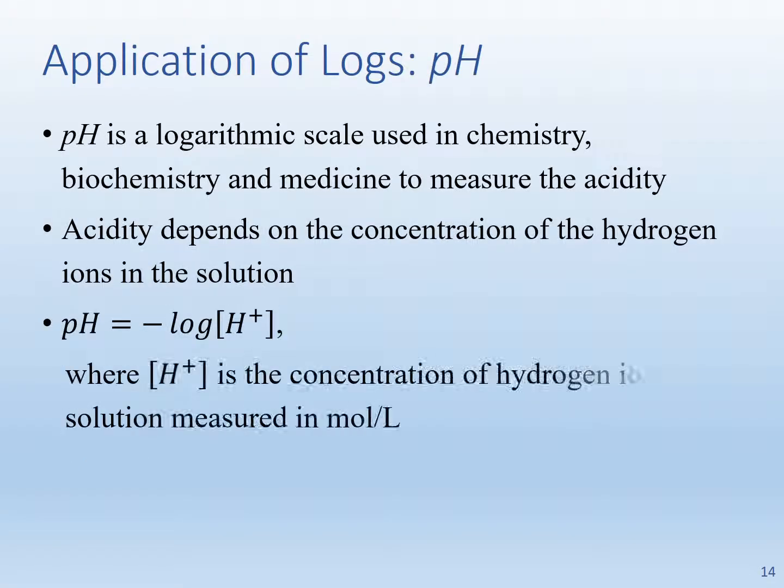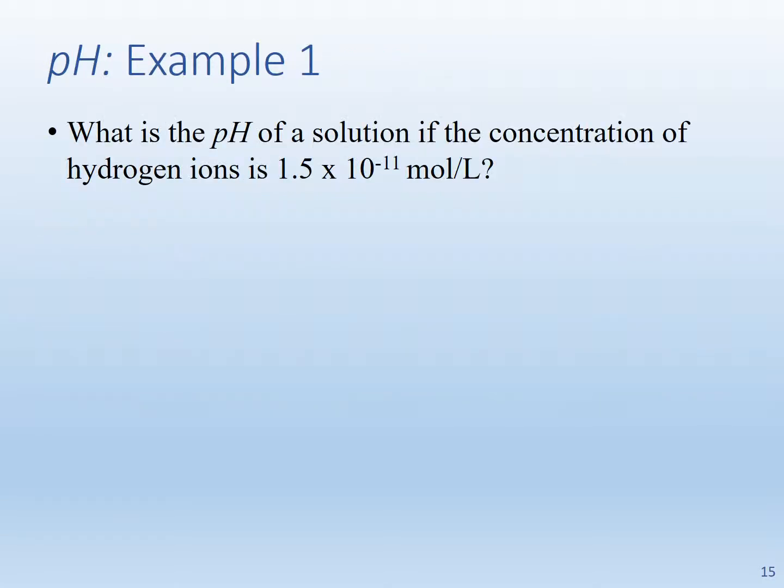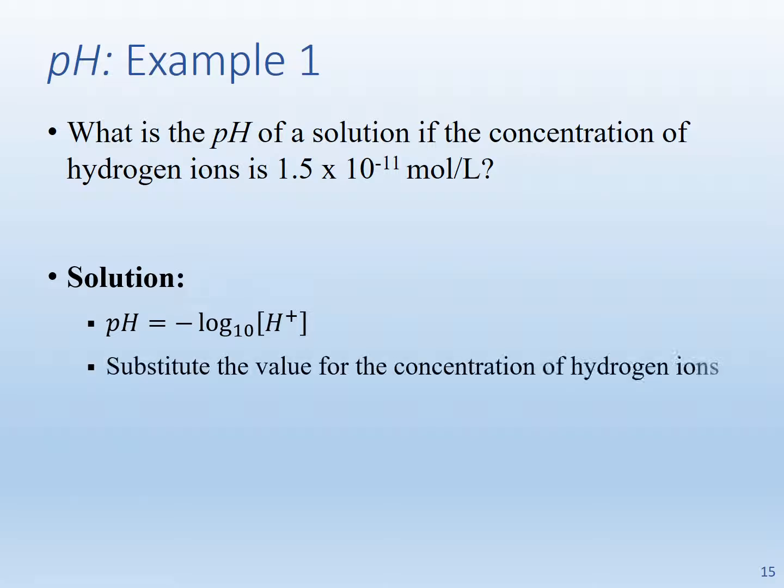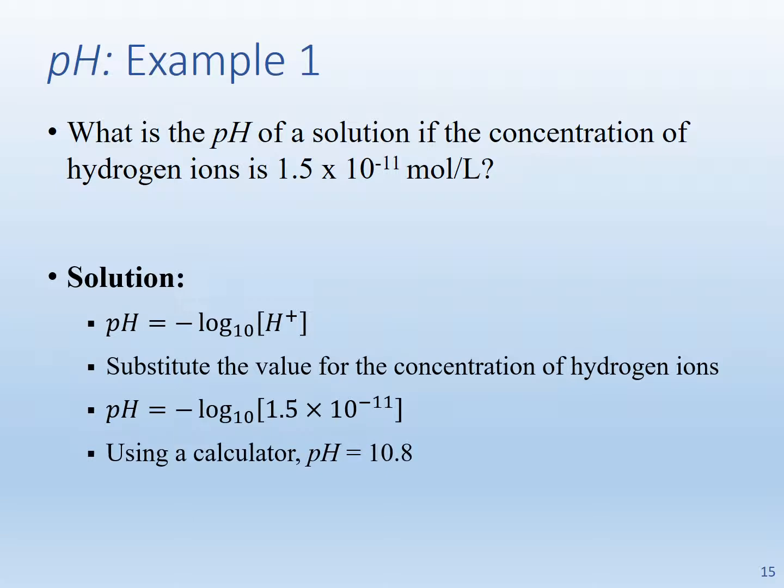An application of logarithms is the pH scale that's used in chemistry and medicine to measure acidity. The acidity depends on the concentration of hydrogen ions in a solution. pH is defined as the negative log base 10 of the concentration of hydrogen ions in a solution, which is measured in moles per litre. In this example, we're asked for the pH of a solution given its concentration. So we start off with the definition of pH, and then we substitute the known value for the concentration of hydrogen ions, and then we evaluate that on a calculator.